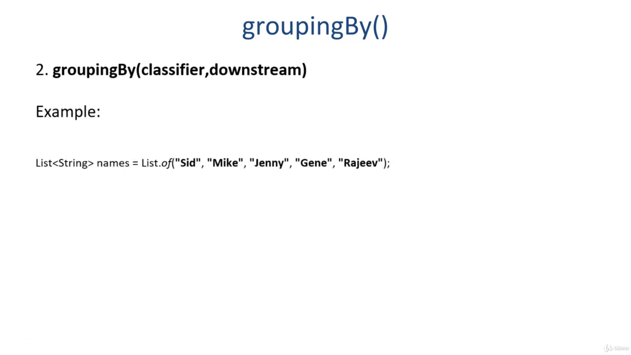In this video, we'll be looking at the second overloaded method of groupingBy, where we need to provide a classifier and also a downstream collector. So let's look at the example. Here I have a list of names and I have modified the name from Syed to Sid, because I will be doing a filtering operation on the basis of the character E, and Syed also has an E, so that's why I modified Syed to Sid.